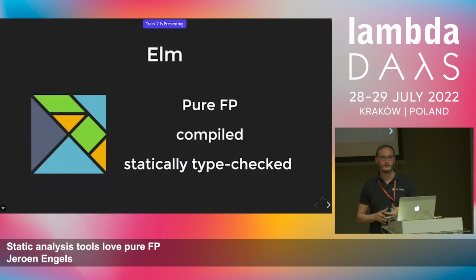So Elm is a pure functional language, meaning that it doesn't have any mutability. Functions don't have side effects. They can't mutate things. They can't make HTTP calls like willy-nilly. It is a compiled language, and it is statically type-checked. So this is all I'm going to say about Elm, mostly. If you want to know more about that, there are several Elm talks after this. But we're going to focus on these 3 points, and we're going to see how they make analysis easier.